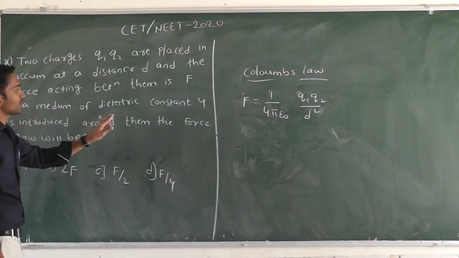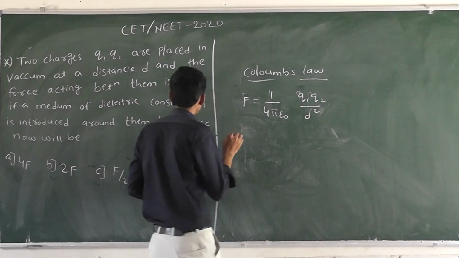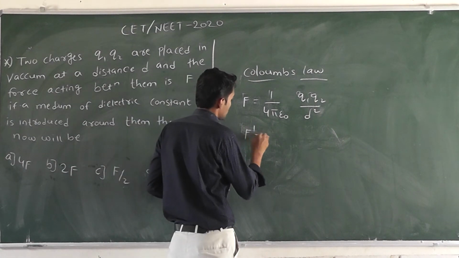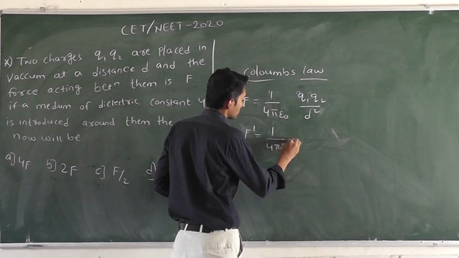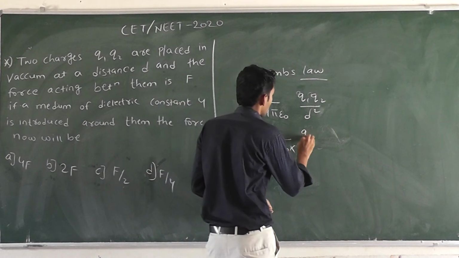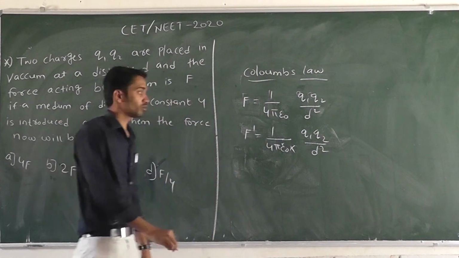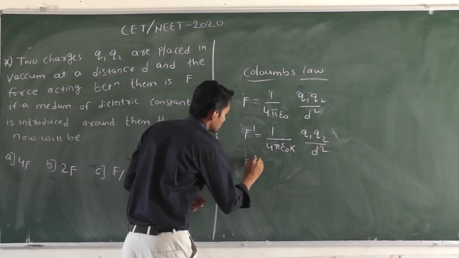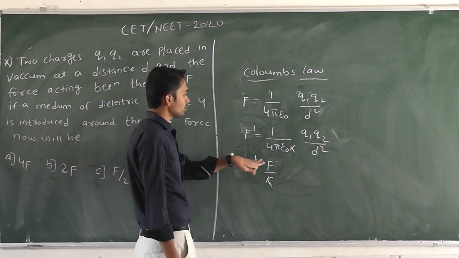If a medium of dielectric constant 4 is introduced around them, a new force is produced when we introduce the dielectric constant K. So F dash is equal to 1 by 4 pi epsilon naught K Q1 Q2 by d square. So what is the difference between F dash and F? F dash is equal to F by K.